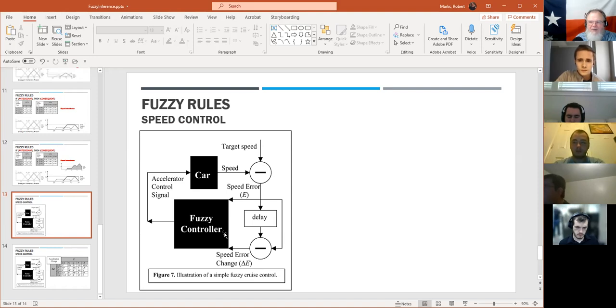It's a very simple control, and it's one that can be done with a PID controller. But fuzzy is, it's so cute. Why not use fuzzy if you can?